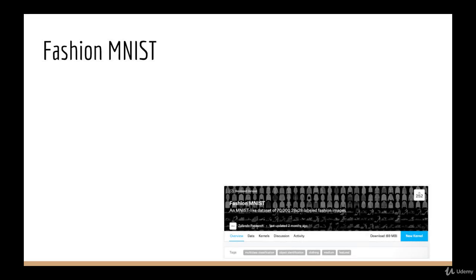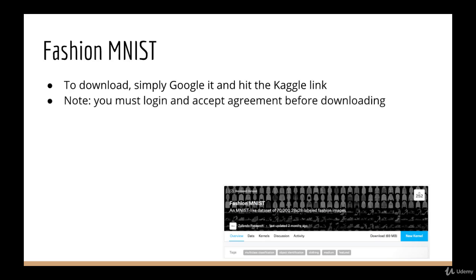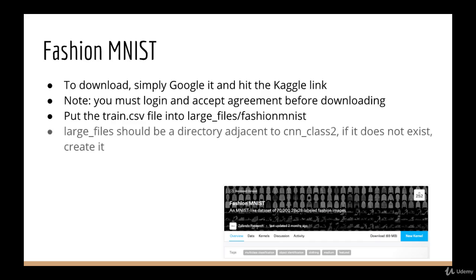To get Fashion MNIST, I'd recommend just Googling it, which should take you directly to the Kaggle page where you can download the dataset as usual. Note that you have to log into Kaggle and accept the terms of agreement before you can download anything. For this dataset, we're going to place the files in large files /Fashion MNIST, and we're going to be using the file train.csv as usual.